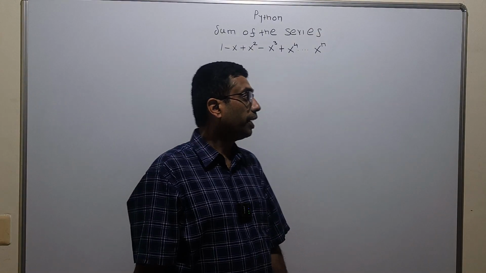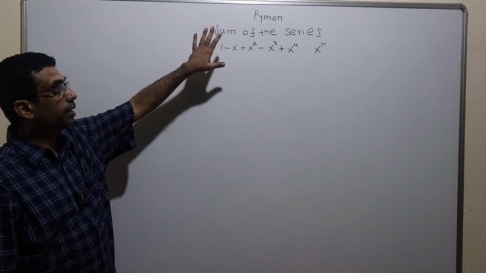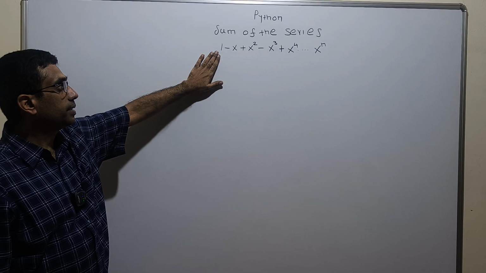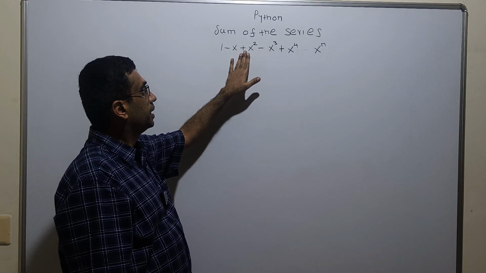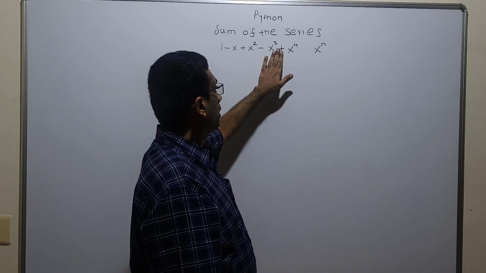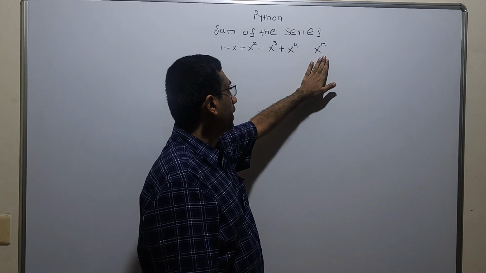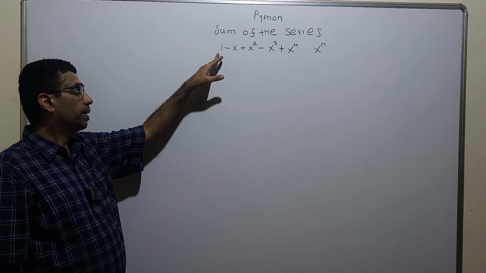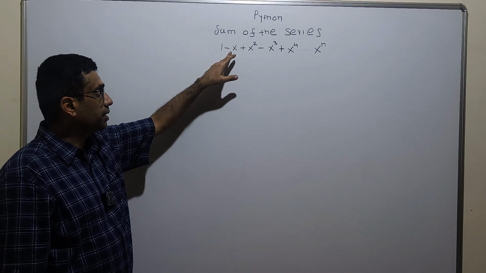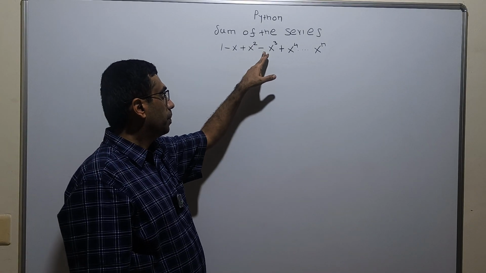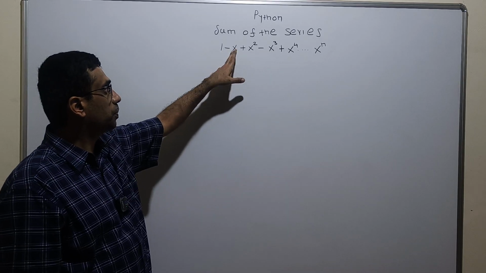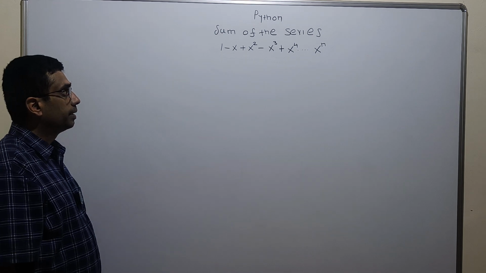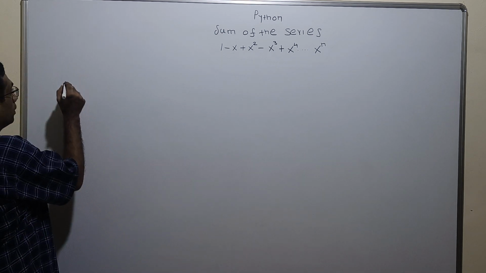Hello friends, we are going to write a Python program to calculate the sum of the series. See the series, that is 1 minus x plus x square minus x cube plus x power 4 up to x power n. See here, first I am having x power 0, that is a positive sign, followed by minus of x plus x square minus x cube and so on. So we are having a minus plus like this. So for this we are going to write a Python program.